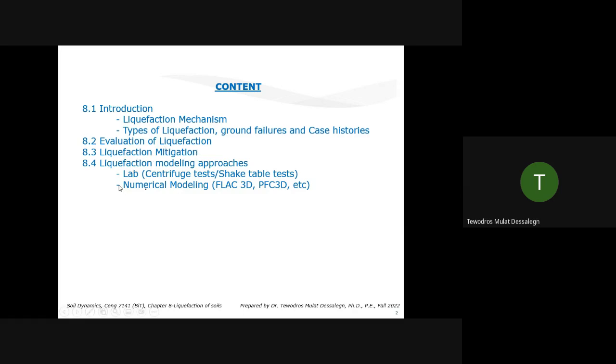And finally, we'll see liquefaction modeling approaches, either using lab centrifuge tests and shake table tests. We have seen these tests in chapter 5. They are the same tests which can be used to simulate liquefaction for advanced research. And we can also simulate liquefaction in numerical modeling. Like FLAC 3D has liquefaction modeling capability lately using the Finn model and other constitutive models. PFC 3D, that's a discrete element method software, can also simulate liquefaction. And there should be other software too.